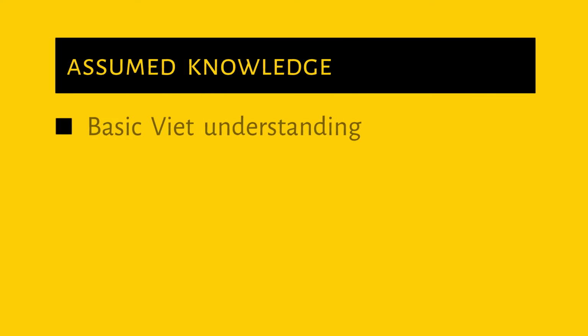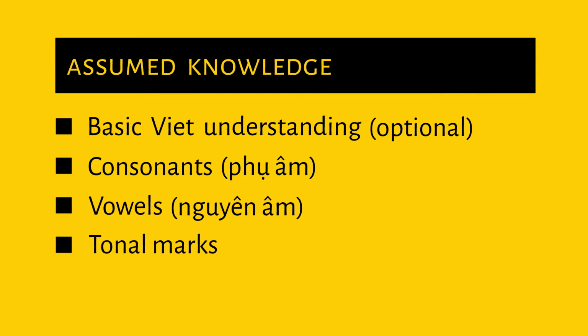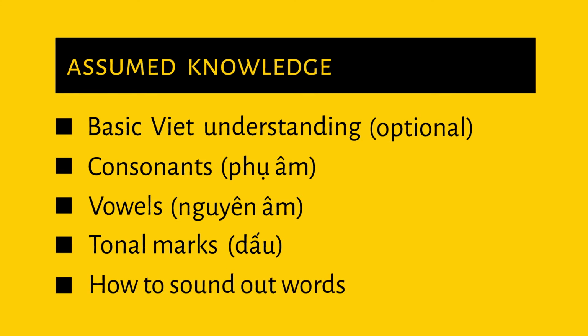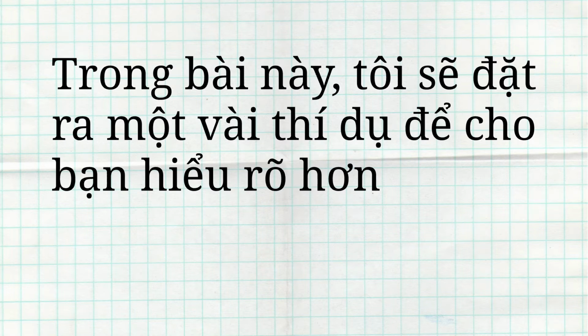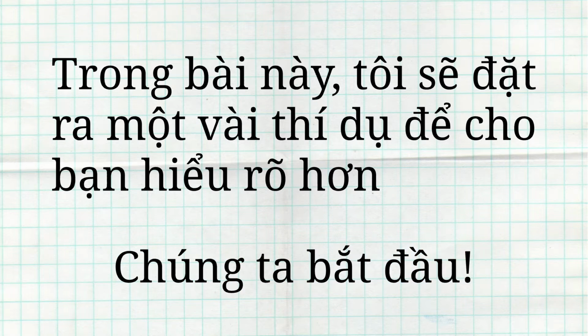Once again, basic understanding of tiếng Việt is highly useful but not necessary. I assume you know your consonants, phụ âm, vowels, nguyên âm, tonal marks, dấu, and the process of sounding out words, cách đánh vần. Please watch the previous lessons if you don't. In this video and at this stage, I'm not expecting you to be able to fully read any of the Vietnamese you'll see on screen. It's only there for demonstration purposes. Okay, so with that said, chúng ta bắt đầu.